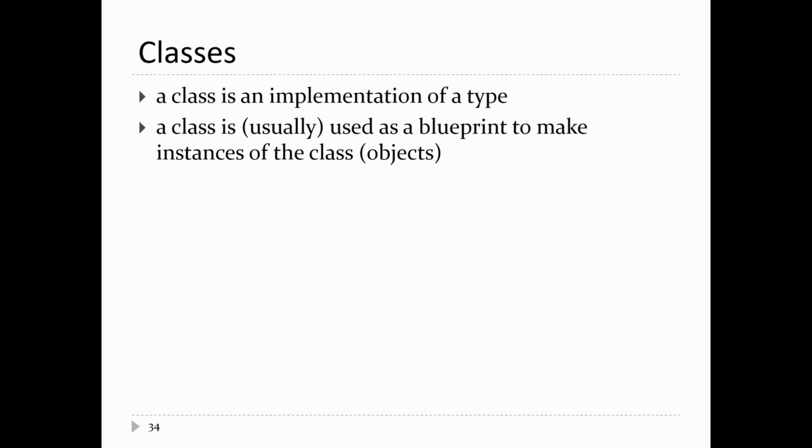Okay, so a class is just an implementation of a type. So it's Java's way to let the programmer create new reference types. Most often, a class is used as a blueprint to make instances of the class. So the purpose of most classes is to make objects. If you make a class called myClass, the purpose of that class is to create objects of type myClass. So classes are user-defined types.